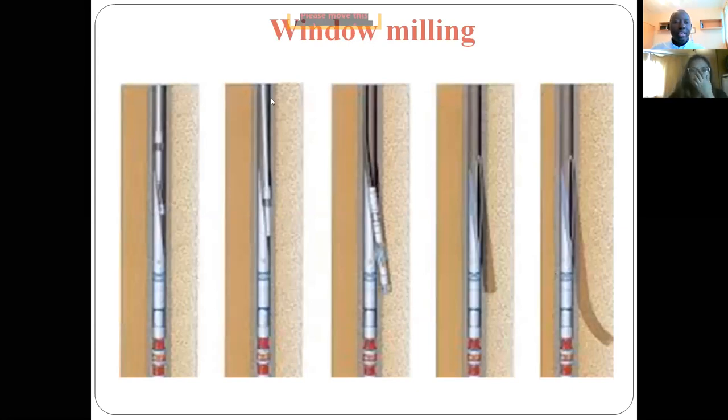So these are the stages for window milling operations. The first stage here is when we set the whipstock. As you can see here, we have the plug at the lowermost part. We have the whipstock here, oriented and set on the bridge plug. Then we have the milling equipment here. When we increase the weight on bit, we're going to shear the pin. There is a shear pin that holds the milling equipment, which is attached to the whipstock.